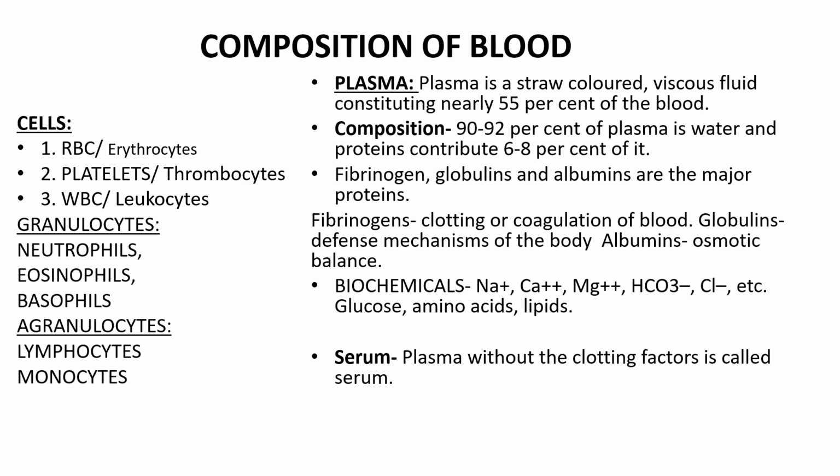Then plasma. So the liquid portion is called plasma, and it mainly contains water, 80 to 90% water, and then biochemical substances like organic and inorganic. So organic like glucose, fatty acid, amino acid, proteins. So these are all organic compounds, and inorganic like sodium, potassium, chloride, calcium, phosphorus, iodine, iron, magnesium. So these are all inorganic compounds. So these form the biochemicals which are present in plasma.